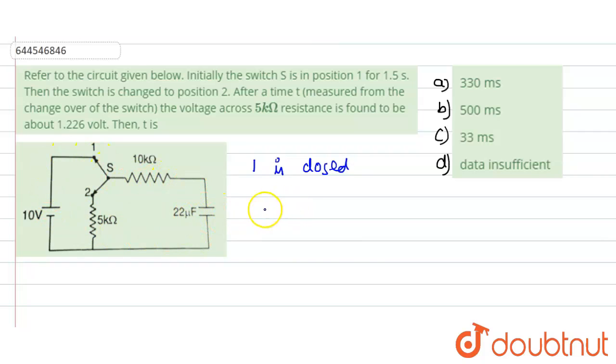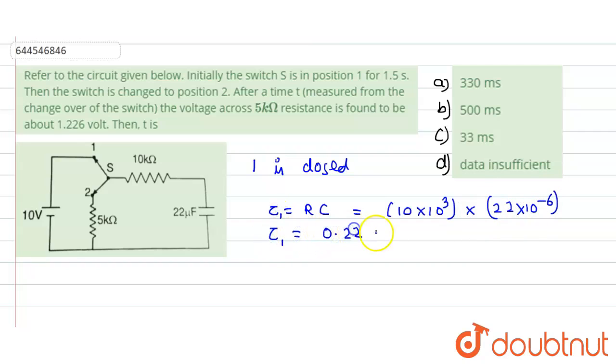So in this situation we can say that our time constant tau would be equal to RC. What is the value of R for this part? It would be equal to 10 kilo ohm, that is 10 into 10 raised to the power 3. And what is the capacitance value? It is 22 into 10 raised to the power minus 6. Now if we check this value, our time constant for the first part, tau 1, would turn out to be 0.22 second.